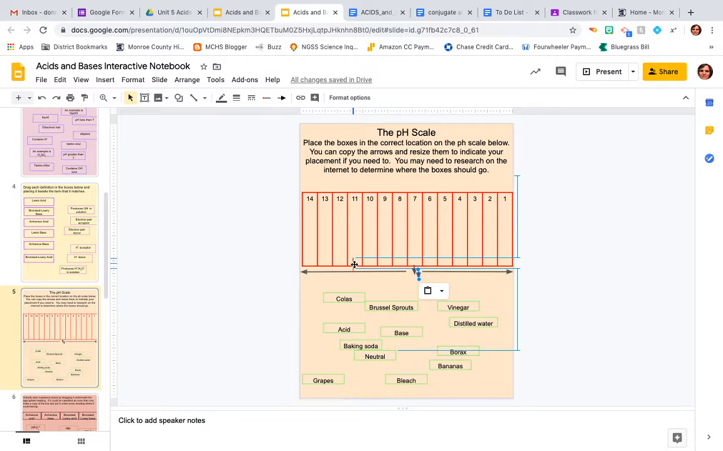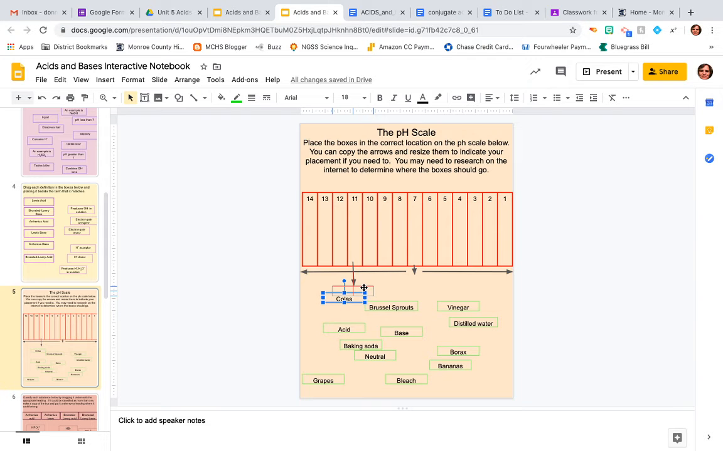So let's say that I want to put something here for pH 11. Well, I can put that little arrow there. I can actually click on it. I can make it longer, and then I can put whatever substance that I want at pH 11 there at the end of that arrow. So now there I'm saying, oh, colas are pH 11. Now, obviously, that's not correct.